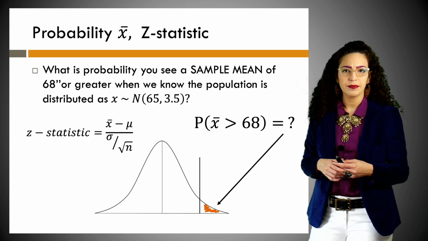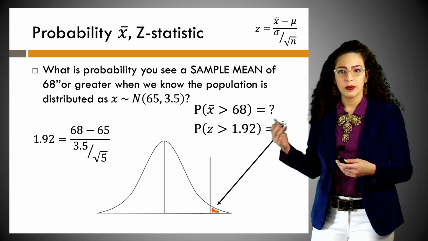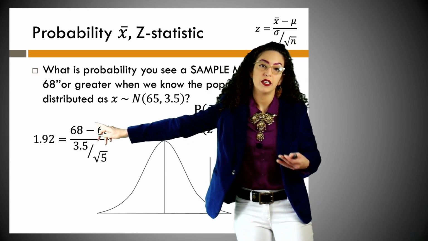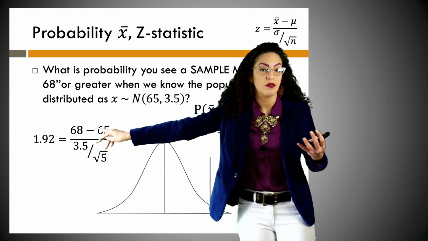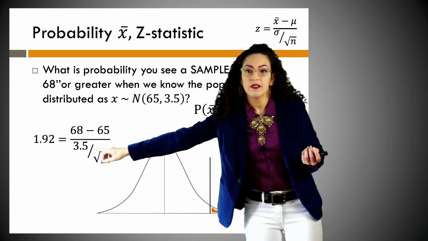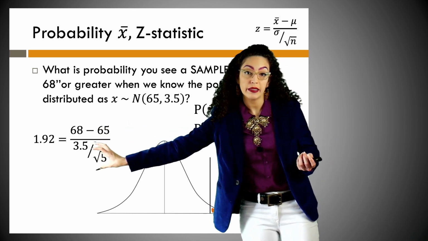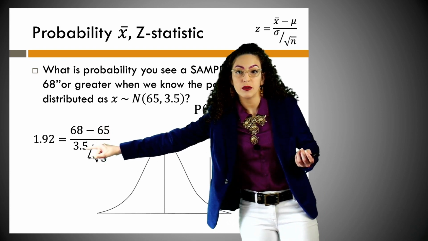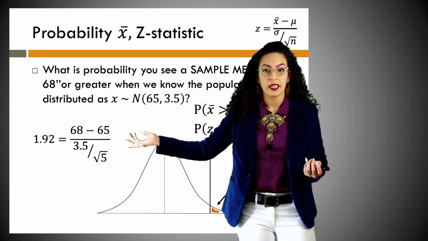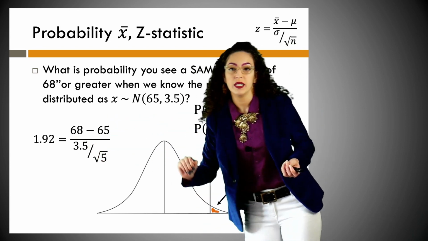So let's calculate. So here we are. We take our 68. That is the value of interest. We want to know the probability of seeing a sample mean of women 68 inches or taller. We subtract the mean, 65, divided by, remember this whole thing is the standard error. Standard error is equal to the standard deviation divided by the square root of n. We do that calculation and we get 1.92.